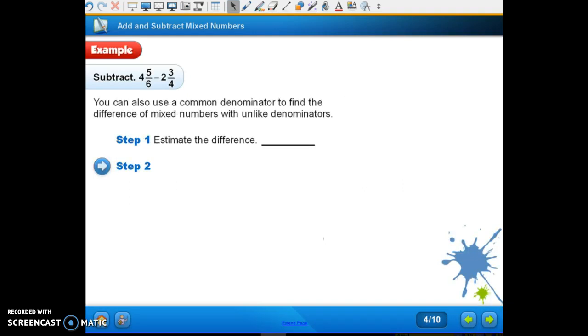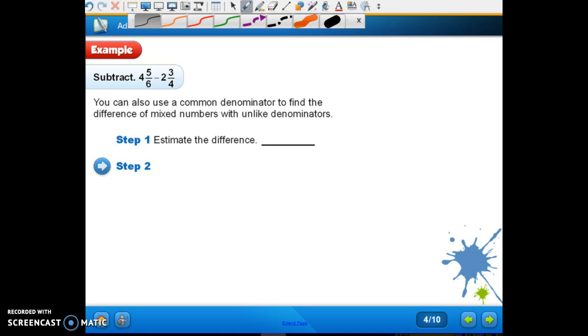Okay, we're moving on to page 266. Subtract 4 5/6 minus 2 3/4. You can also use a common denominator to find the difference of mixed numbers with unlike denominators. Estimate the difference. So 4 5/6. We're going to leave the 4, so for now, what are we going to round 5/6 to? Our benchmark, 0, 1/2, or 1? 1. 5/6 is almost a whole, isn't it?